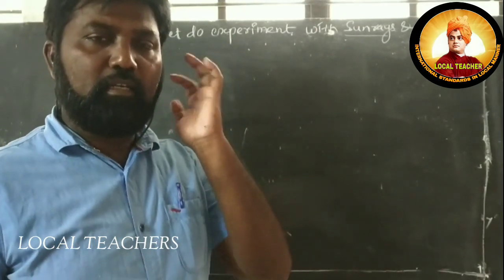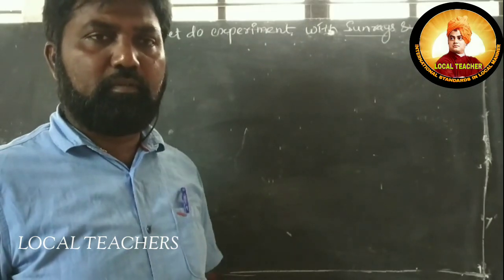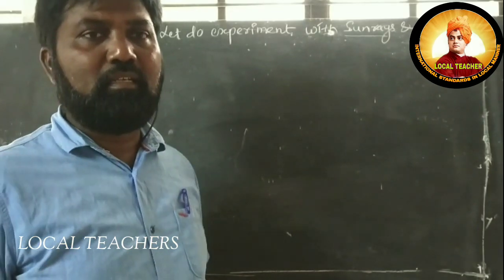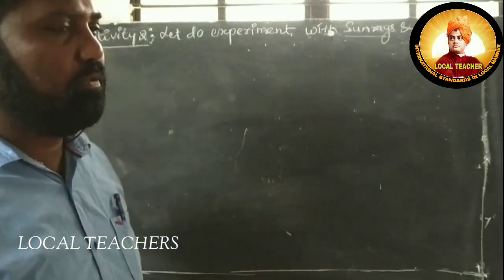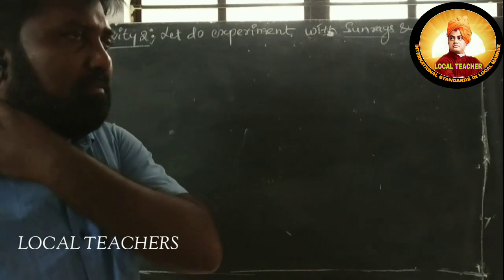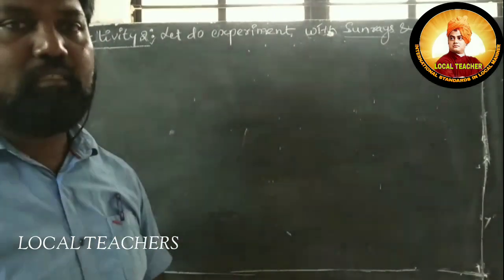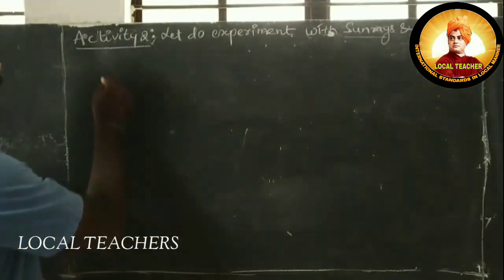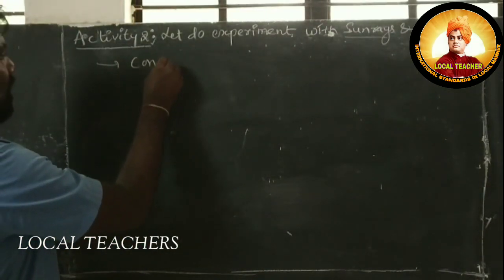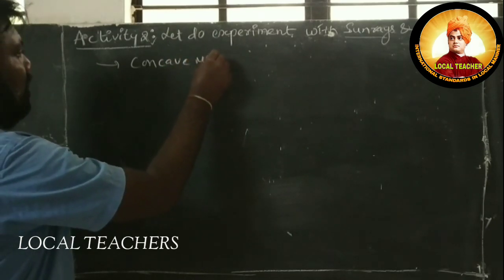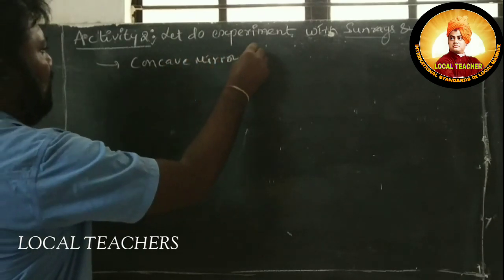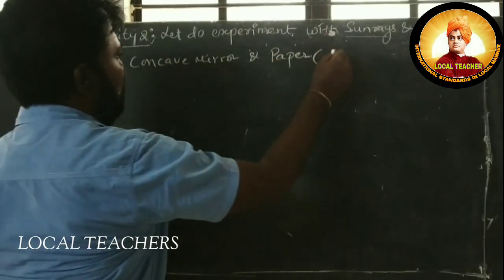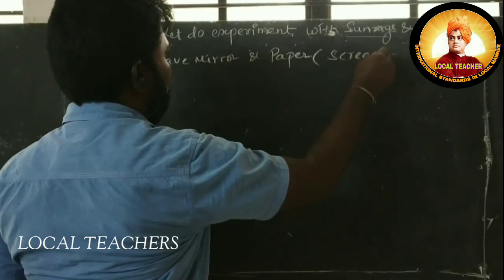ఖచ్చితంగా మీ నమ్మకాన్ని నిలబెట్టుకుంటాం. సో టుడే వీఆర్ గోయింగ్ టు డిస్కస్ 10th క్లాస్ టాపిక్ activity 2. What is the activity 2 is nothing but we are going to perform an experiment by using sun rays and concave mirror. For this experiment we require concave mirror and paper. So this paper is used as screen.